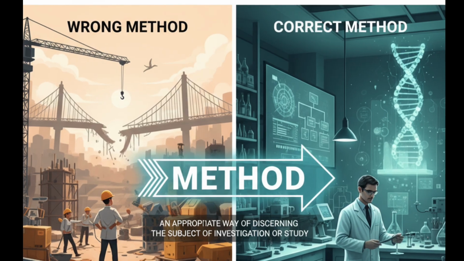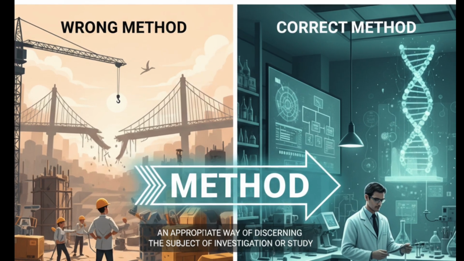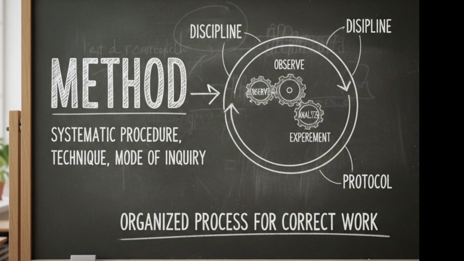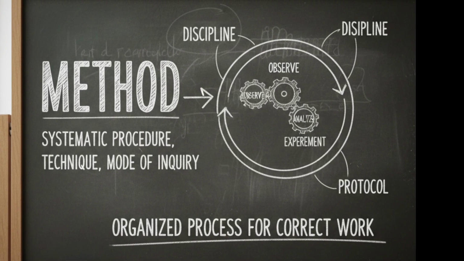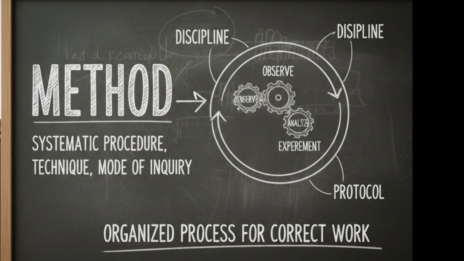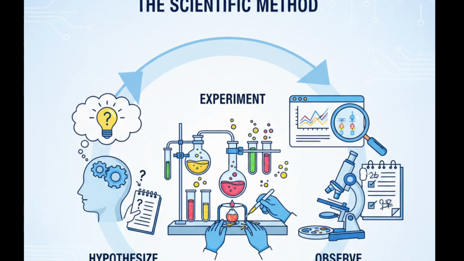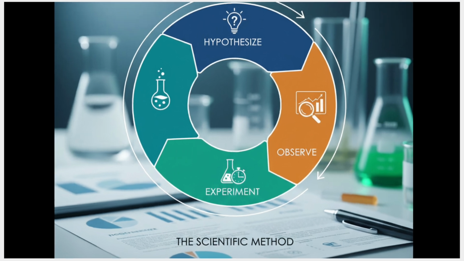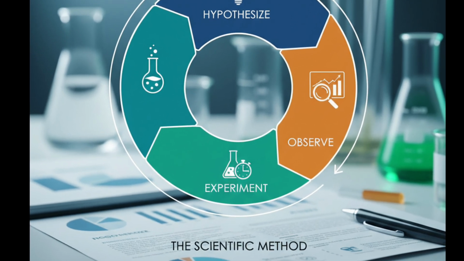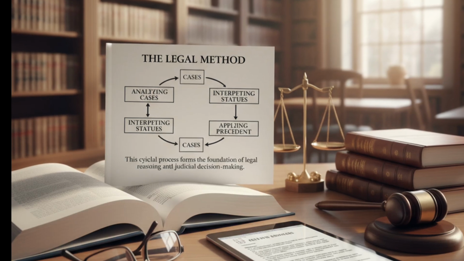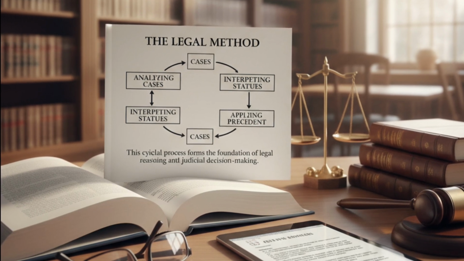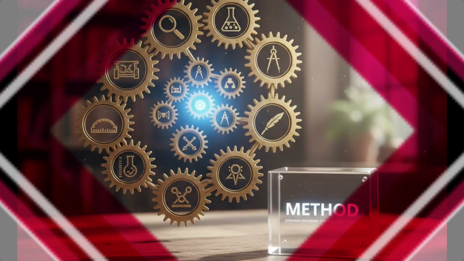Dear friends, method means a planned and organized way of doing something. Friends, method is a systematic procedure, technique or a mode of inquiry proper to a particular discipline. For example, in science, we use a scientific method to hypothesize, experiment and observe. But in law, we use a legal method to analyze the cases, interpret statutes and apply precedents. Now let's consider how we use legal methods to analyze cases, interpret statutes and apply precedents.